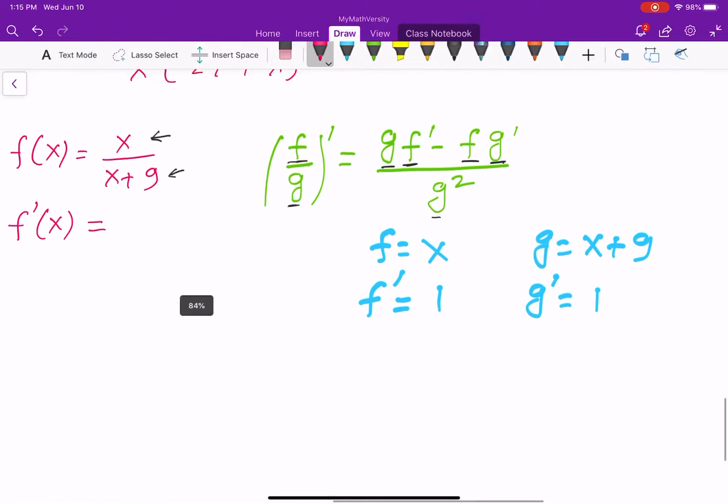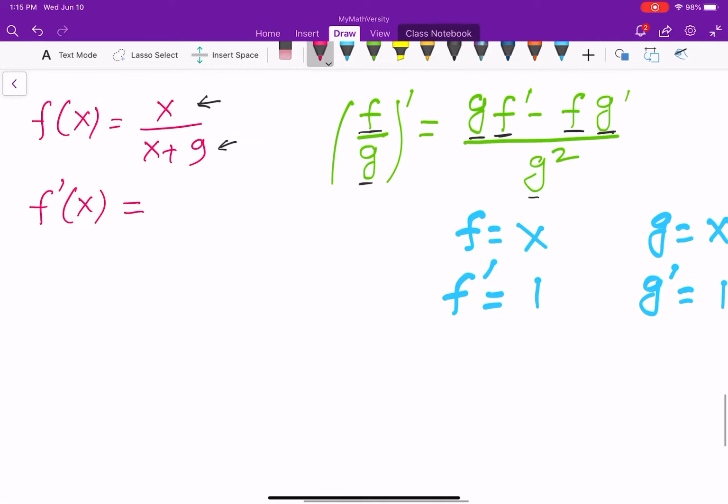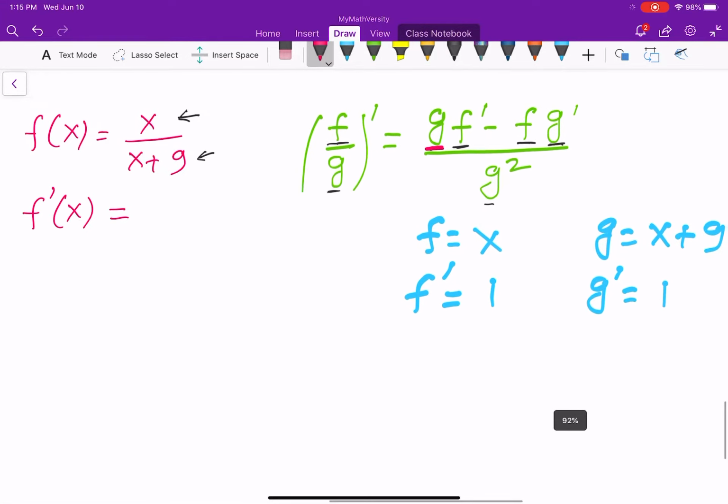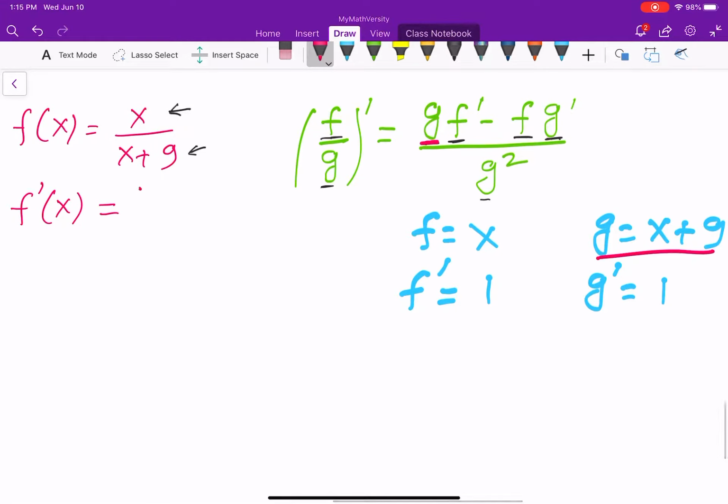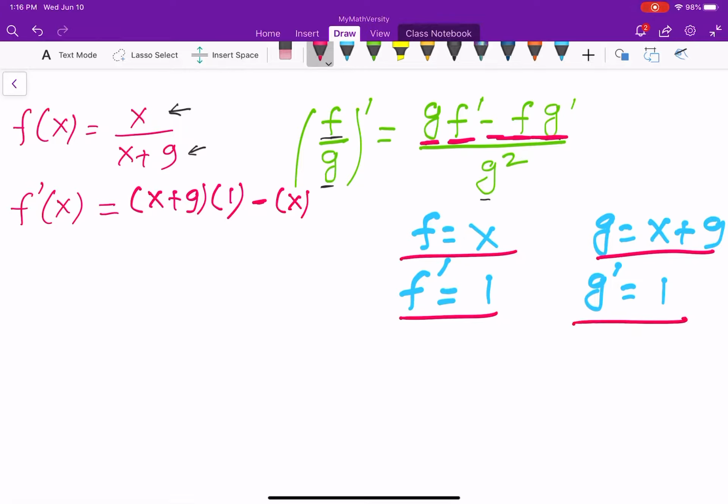So let's use the formula here. What is in the formula? We have g. So what is g? x plus 9. Let's write that down. And what is f prime? We have that computed already, so write that down. Now we have minus, write that down. Now we have f, and f is x, so let's write that down. And then we have g prime, which is just 1, so let's write that down, divided by the square of the denominator, the square of g, and g is x plus 9, so x plus 9 squared. Alright, so this is the derivative.